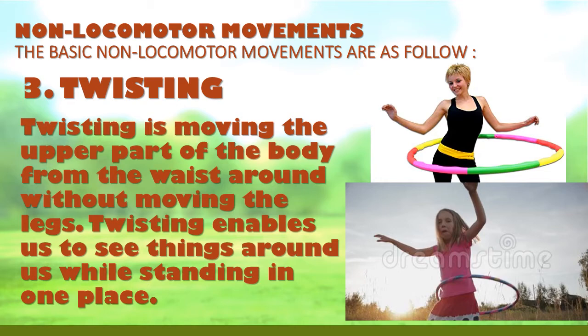Twisting enables us to see things around us while standing in one position. So as you are twisting, you are remaining in one position. As you can see on my screen, you can see the lady there twisting with a rubber on her waist, but she is standing in one position. So twisting is when you move the upper part of your body from your waist without moving your legs, and you are standing in one position.